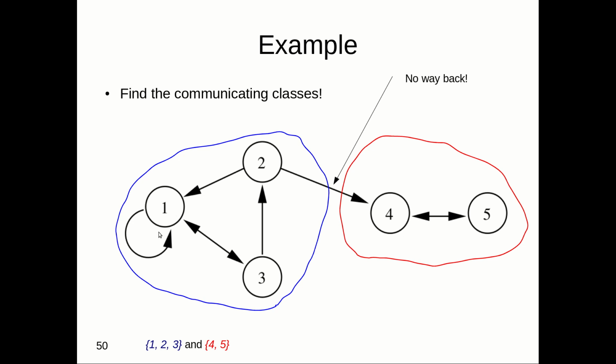The first is 1, 2, 3, because here we can always, from 1, go to 3 and back, and from 2 we can go to 1 to 3 after 2 steps, then again back to 2, etc. So basically we have this kind of cycle here and this bidirectional relationship, meaning that all those states can communicate with each other. Then we have the second communicating class, which is the subset of the state space 4 and 5.